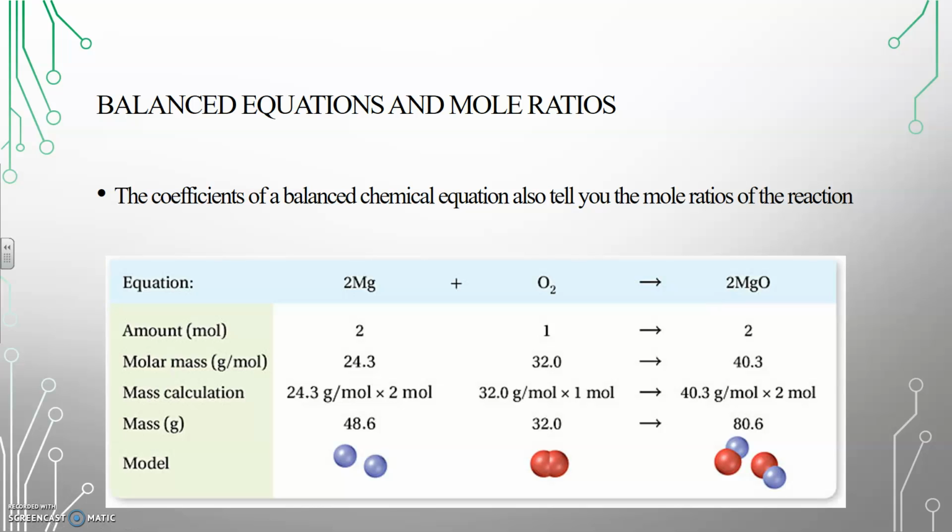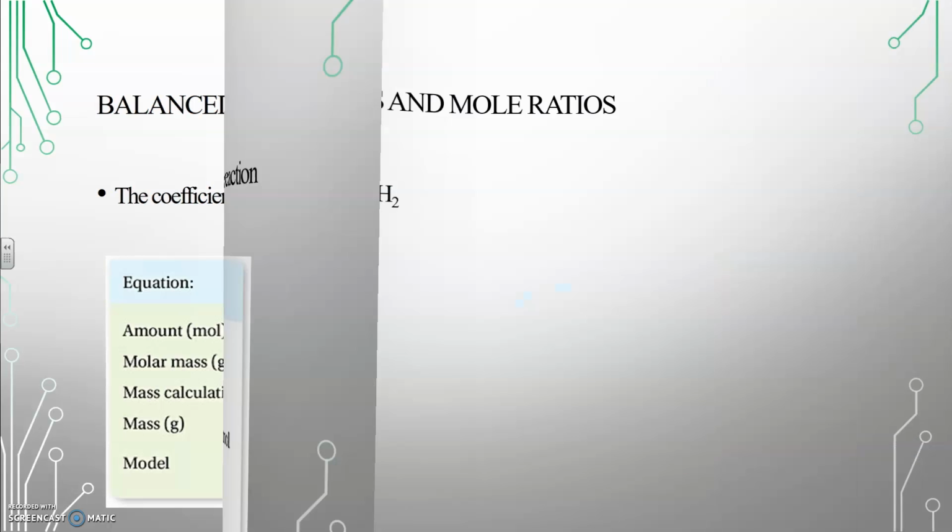So we can use this if we are given, say, the mass of magnesium that we're starting with, and then we're reacting it with the oxygen in the air. We can actually use that mass of magnesium, using the mole ratio, to figure out what mass of magnesium oxide we should expect from that reaction. We can also use it to figure out how much oxygen we'll have to react with the magnesium. So let's get into an example of this.